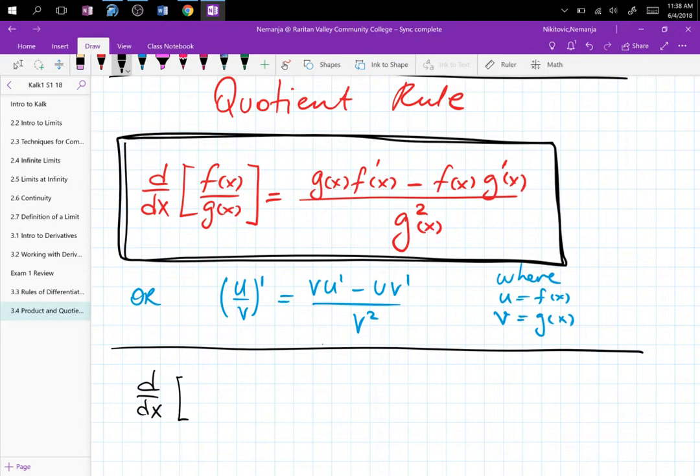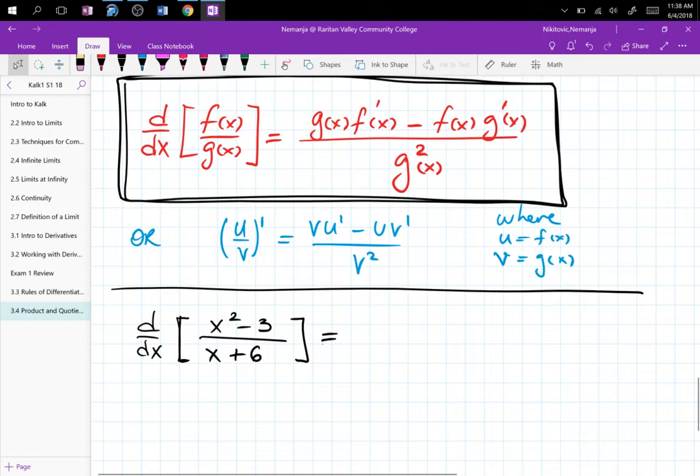Now this one is much easier to deal with. So what do we have? We have x squared minus 3, divided by x plus 6. What's the derivative? Well, the top function is f, the bottom one is g, and just follow the formula and see if you can simplify.